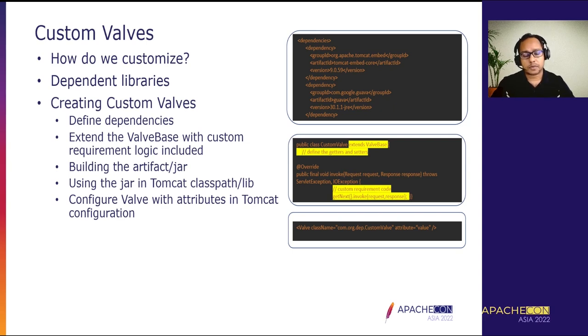If your valve requires certain parameters to be taken, ensure to set the necessary getters and setters, so they can be configured in the server.xml. It is also advised to use the necessary loggers so that you are able to check the logs of the logic flow, which will be very useful later. Once you are done, perform the build and build the jars, which can be copied to the class path of Tomcat. If you use external libraries in your code, ensure to copy them as well, apart from the custom valve jar. Valves can be defined in the server.xml with the required parameters to the valve, and restart the Tomcat JVM to pick up the new valve.